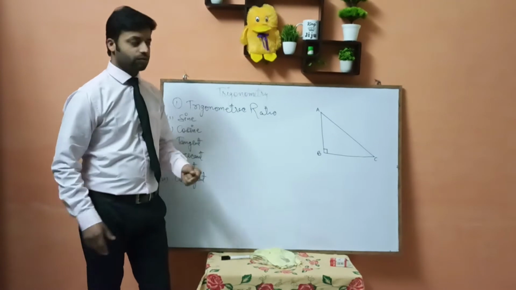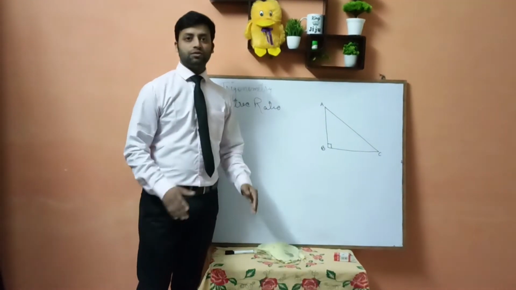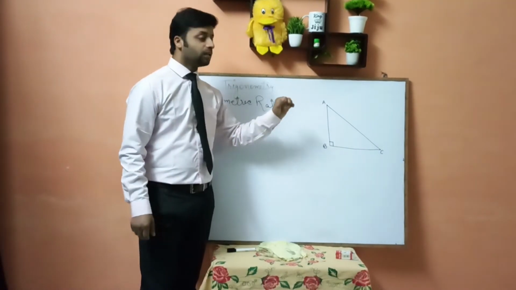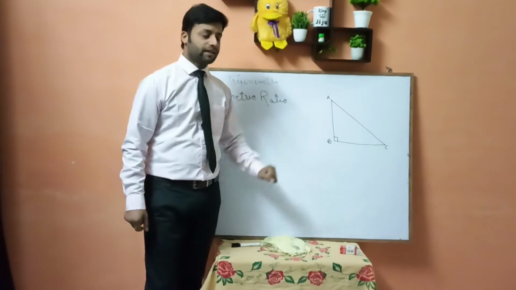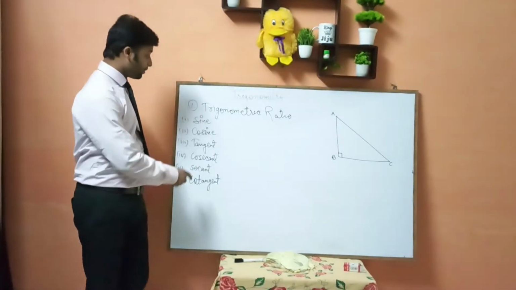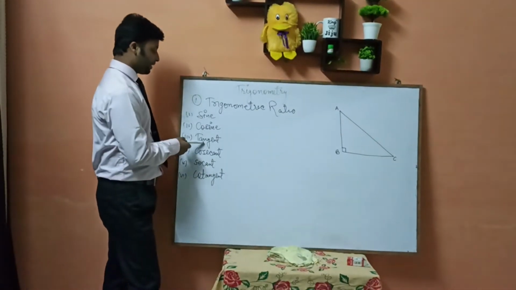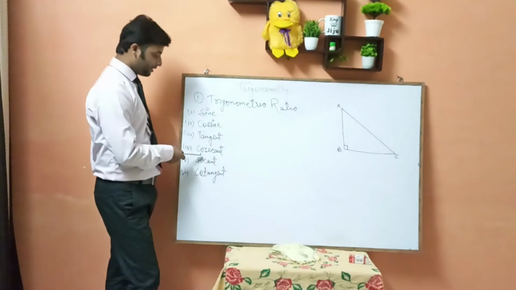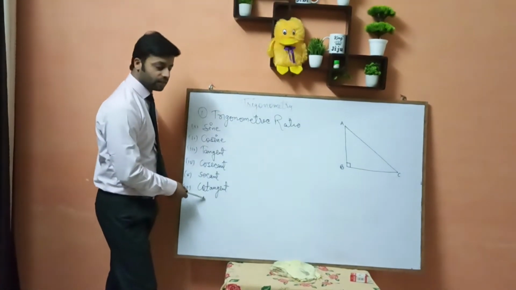What are the trigonometric ratios? Students, you know about the ratio. Ratio is the fraction. Ratio is the value of the fractions which will have to be taken from side upon side. So here we have the six trigonometric ratios. First one is sine, second is cosine, third is tangent, fourth is cosecant, fifth is secant, and sixth is cotangent.